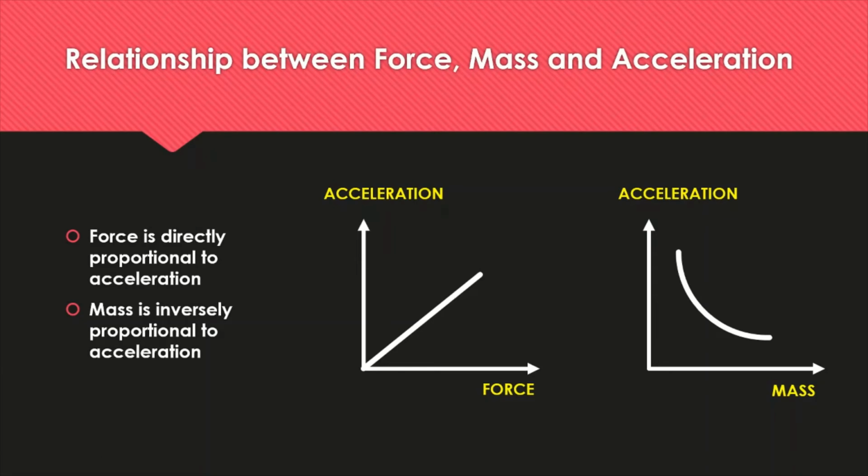But how is the exact relationship? If we carry out the experiment, we will be able to draw this graph. And this graph means inversely proportional, right? So meaning to say, mass is inversely proportional to acceleration, whereas force is directly proportional to acceleration.